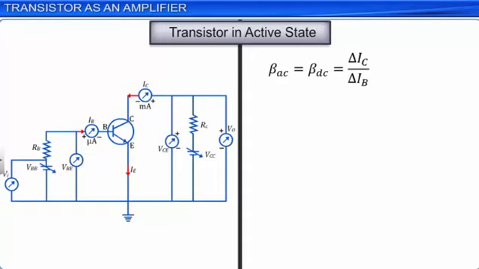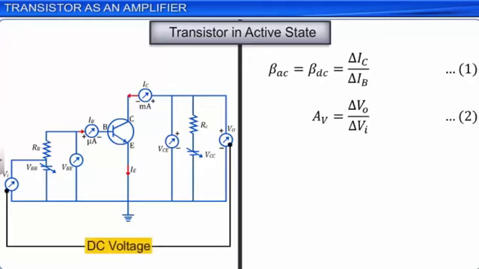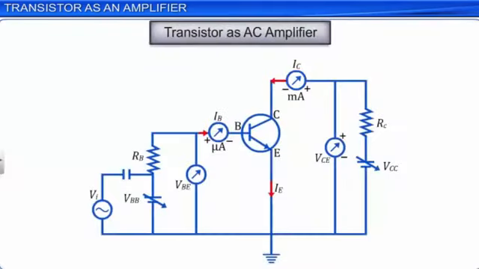Let this be equation 1. And the voltage gain AV is equal to delta VO by delta VI. Let this be equation 2. These expressions are applicable to the transistor as an amplifier of DC voltage. Now let us look at the transistor as an amplifier of AC voltage.